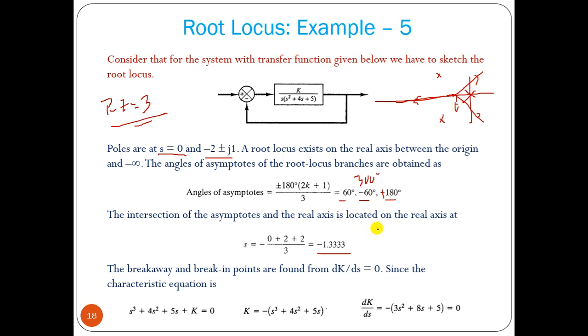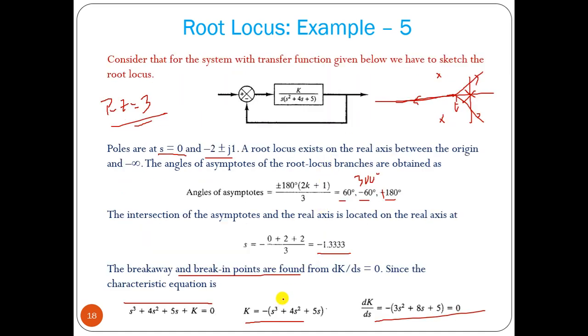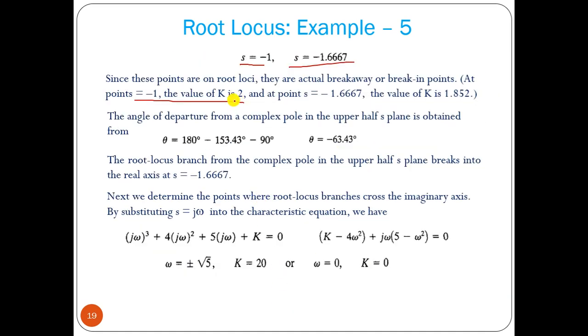That means we have to now look for breakaway and break-in points. We can find these from the characteristic equation: K equal to what, then dK/ds equal to 0, and find the value of s. Now if we put s equal to minus 1, then in the K equation we can see the K value is 2. And at the point s equal to minus 1.66, the K value is 1.85.